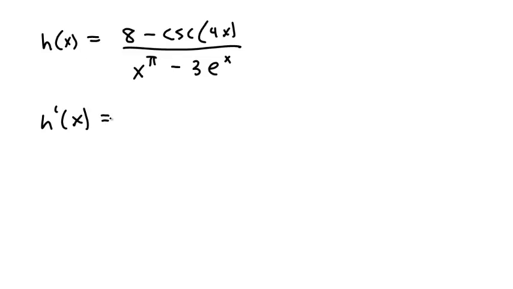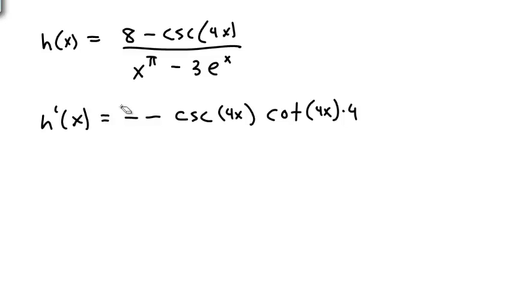How about this? You start with the derivative of the top. Derivative of 8 is nothing. Derivative of negative cosecant. Wait, let's see. The co-functions are like the negative of the non-co. So the derivative of secant was secant tangent. The derivative of cosecant is negative cosecant cotangent. And you get the 4x and the 4x, and then times the 4. Anyway, that is the derivative of the whole top.